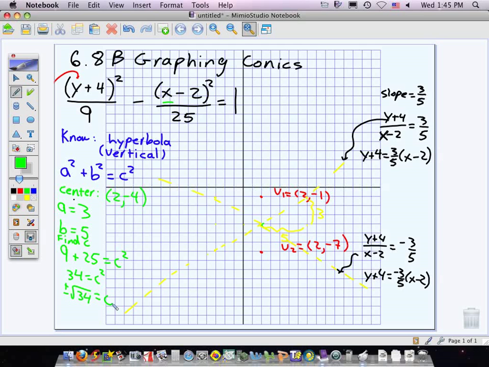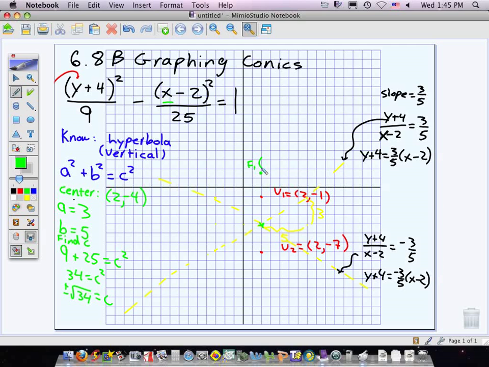So even though I don't know exactly what it is, I could get a pretty good idea of where it's at on the graph. So at the center, we're going to go up almost 6 because your foci are in line with your vertices. 1, 2, 3, 4, 5. There's 6, just a little bit before. I'm going to call this F1 for focus 1.